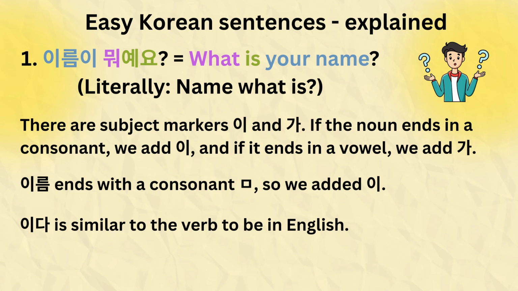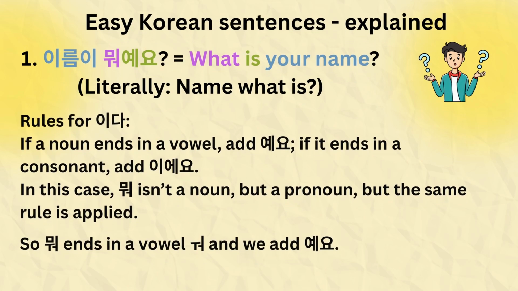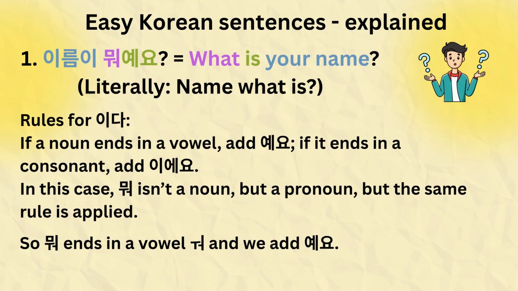이름 ends with a consonant, ㅁ, so we added 이. 이다 is similar to the verb to be in English. Rules for 이다: if a noun ends in a vowel, add 예요. If it ends in a consonant, add 이에요. In this case, 뭐 isn't a noun, but a pronoun, but the same rule is applied. So 뭐 ends in a vowel, 어, and we add 예요.